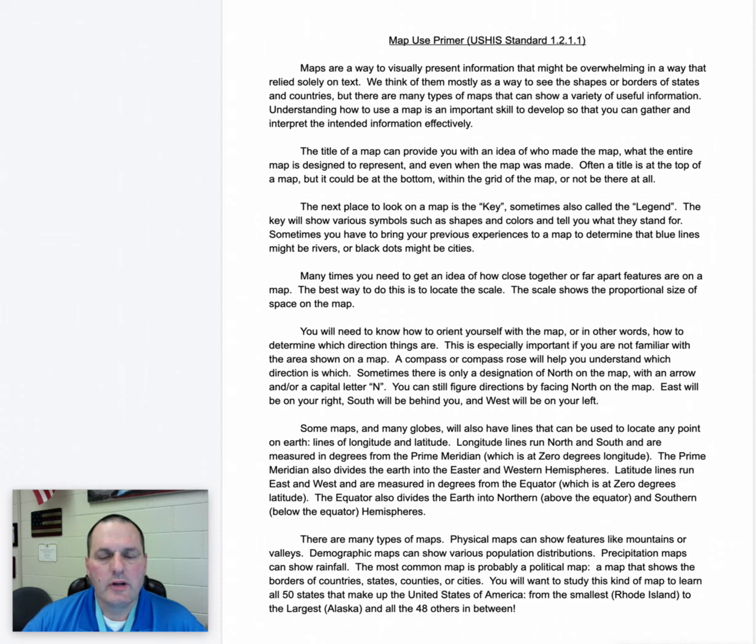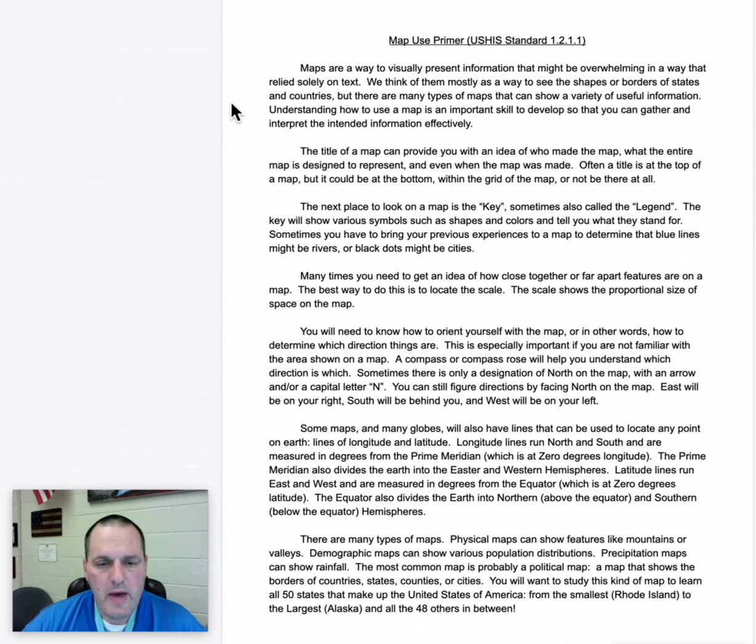This is the Map Use Primer. Maps are a way to visually present information that might be overwhelming in a way that relied solely on text. We think of them mostly as a way to see the shapes or borders of states and countries, but there are many types of maps that can show a variety of useful information.